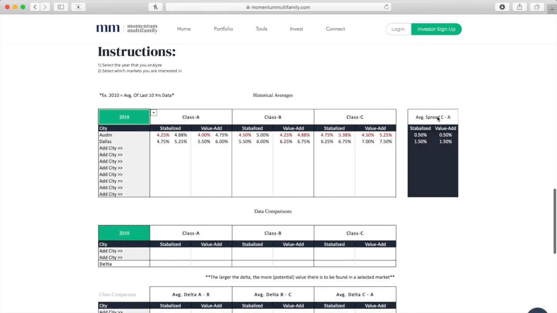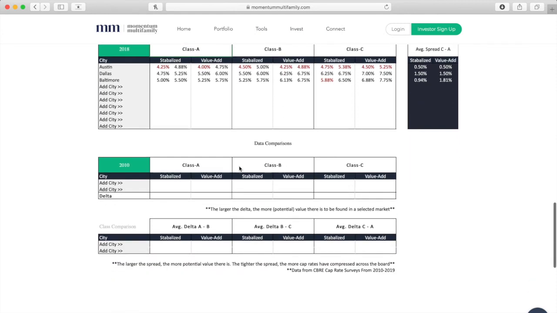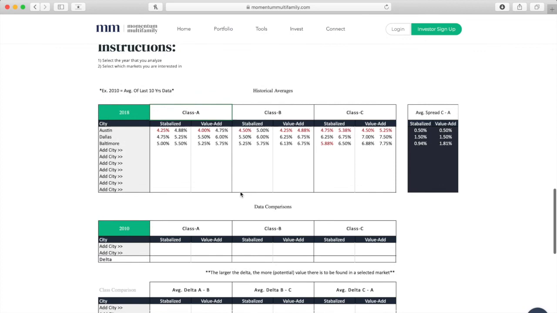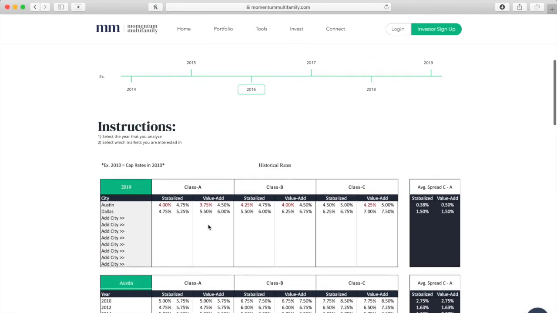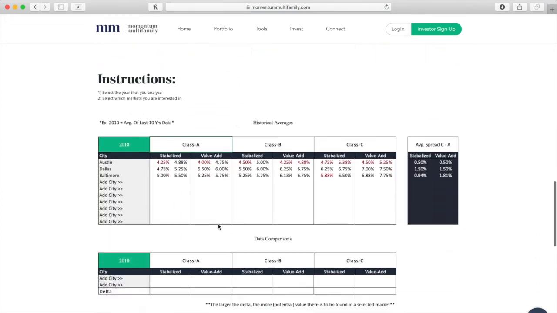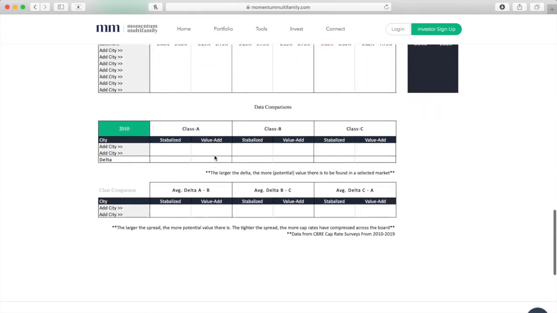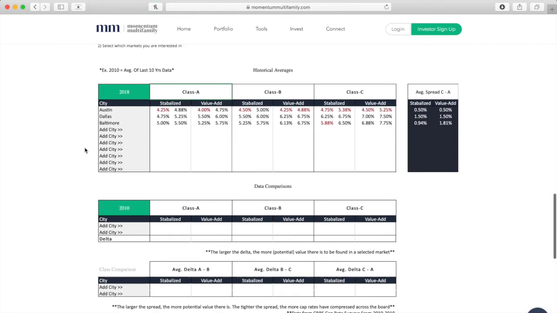So again, we've got the average delta, or the average spread between C and A, that will populate based on the cities that you look at. So you can see what the spread is between the lower and the upper class. And then we have the one-on-one comparison down here as well. The only difference is that this is averages over time, and the first section is a specific point in time.